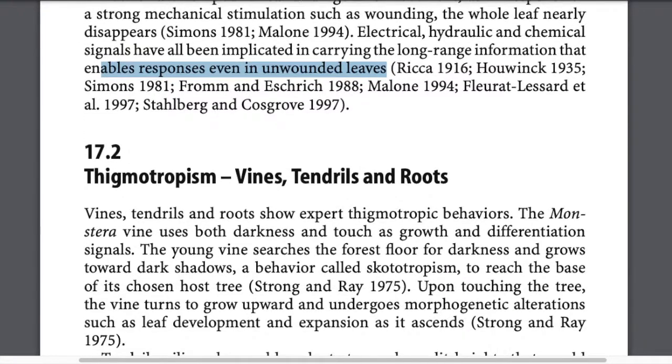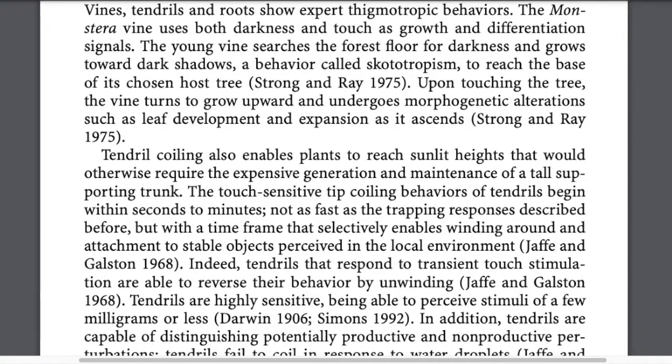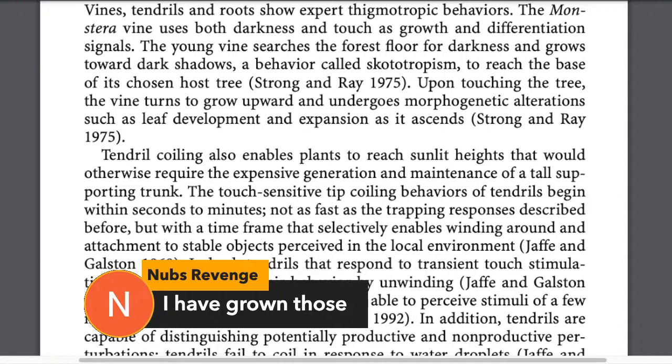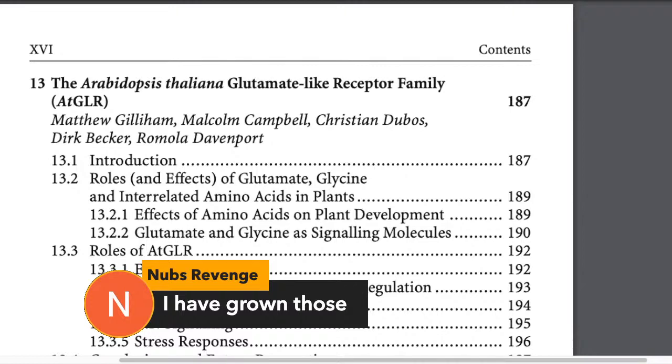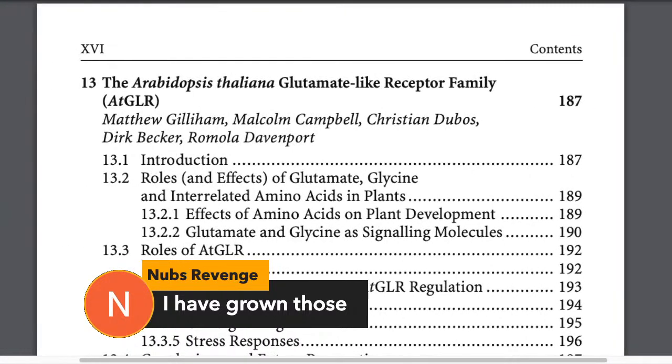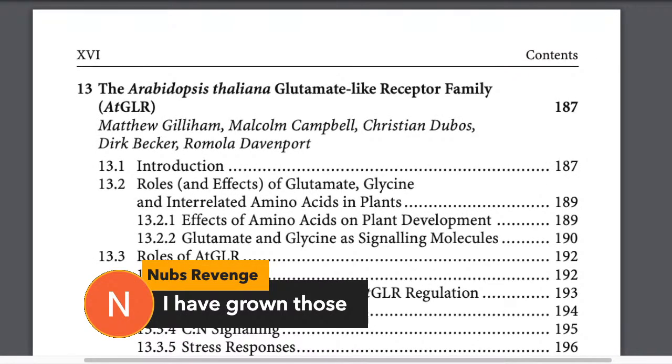So pretty cool stuff here on these guys, the vines, tendrils. These are going to give people nightmares here. Which ones have you grown, Nubs? We just talked about a whole bunch of cool ones. Which ones did you grow? So we can let everyone know. And I'm going to get back to the table of contents. Still centered here.